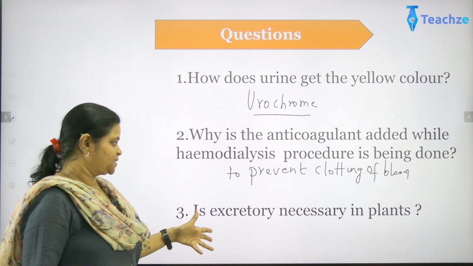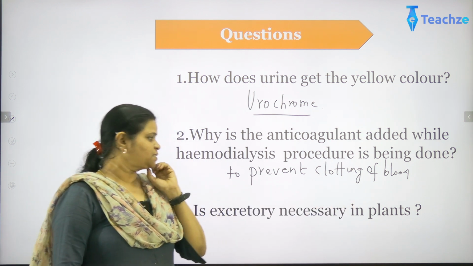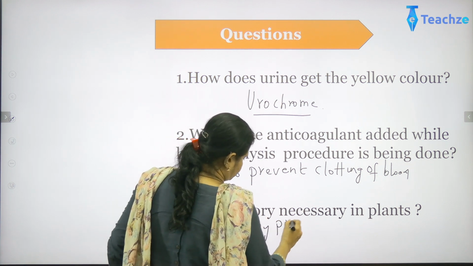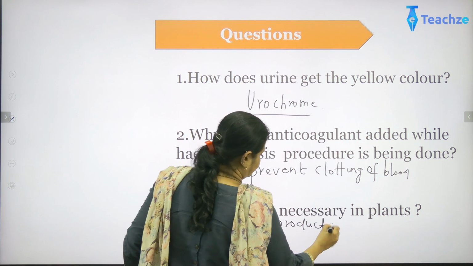And the third one: are excretory substances necessary in plants? No, it is not necessary. It is just to remove the byproducts.